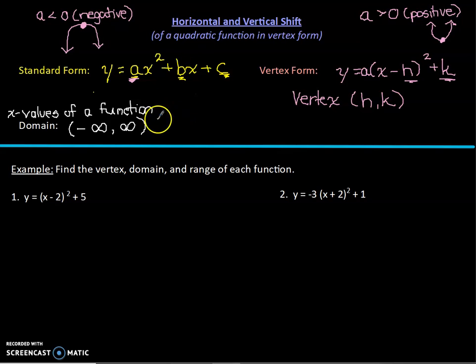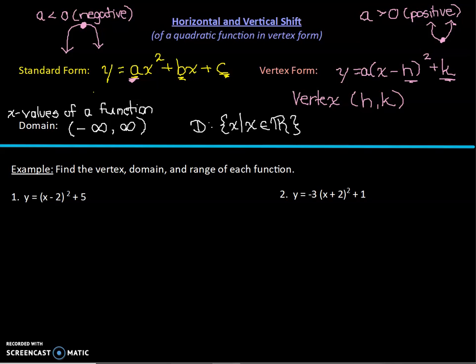So it goes from negative infinity to infinity. Now, it could be written in interval notation, or it could be written in set notation, which is written as domain: x such that x is an element of all real numbers. I know it's kind of tricky to write that out, but it's multiple choice on your assignments, so if you see something like this, it means it's all real numbers. Okay, so from here, we're going to start off identifying the vertex, the domain, and the range of each function.